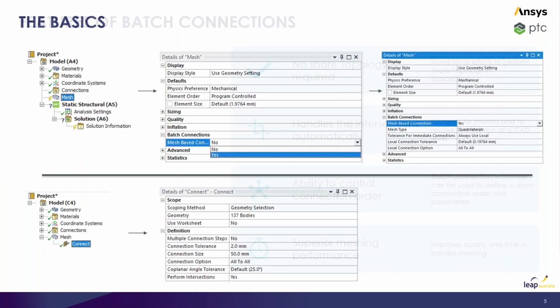So the basics of batch connections, 101: how to turn it on, what are the features? Under the mesh settings, you've got batch connection. You can set that to yes, as seen on the screen, and you've got a bunch of global controls, right? These global controls wouldn't affect our local settings. The local settings would override the global controls here, so do not worry about that.